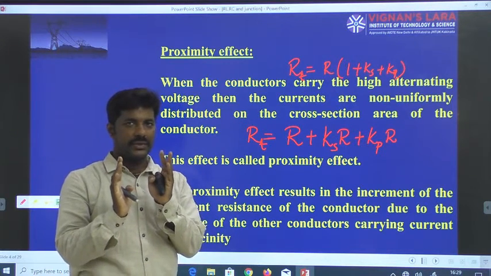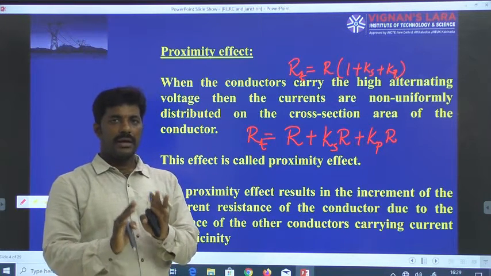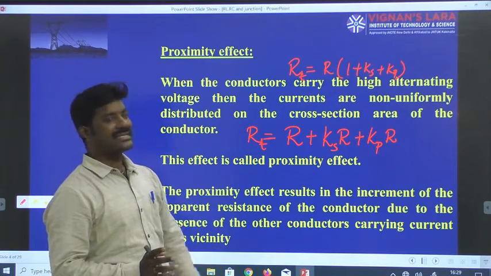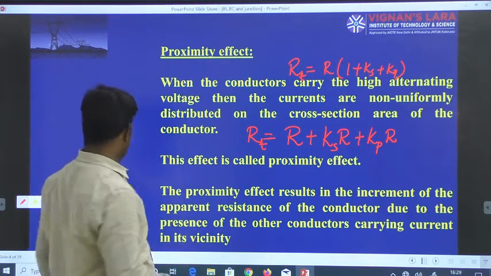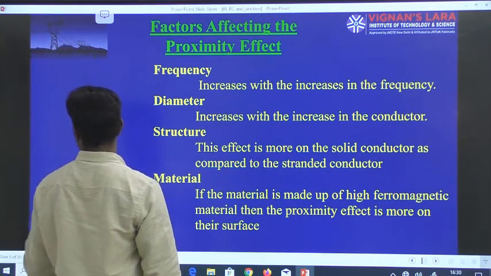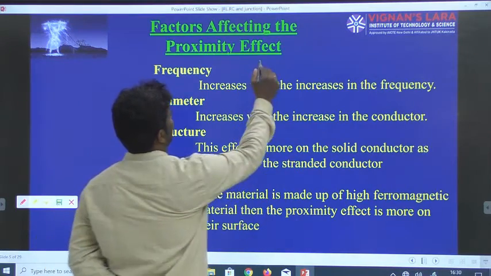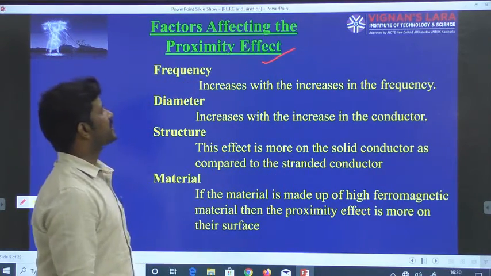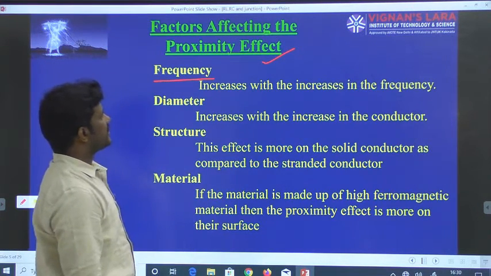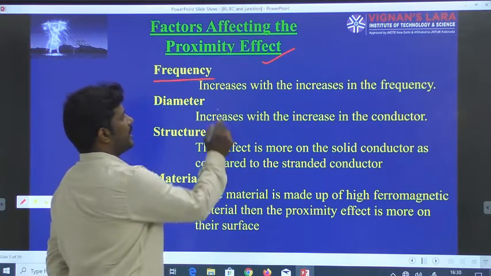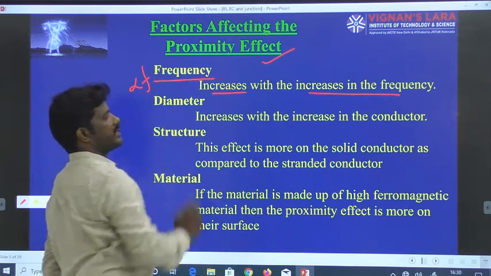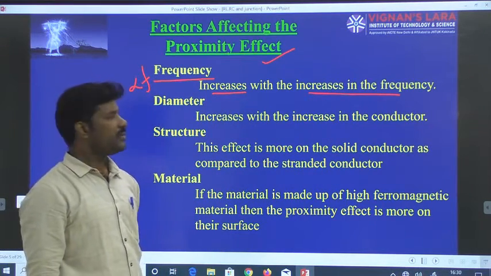So far we completed the two effects that are happening in the transmission line, due to which the magnitude of the resistance gets increased in both the cases. And now, the factors affecting the proximity effect. So what are the factors affecting the proximity effect? The first one is the frequency factor. The proximity effect increases with increase in the frequency. Therefore, it is directly proportional to frequency. Proximity effect is directly proportional to frequency.